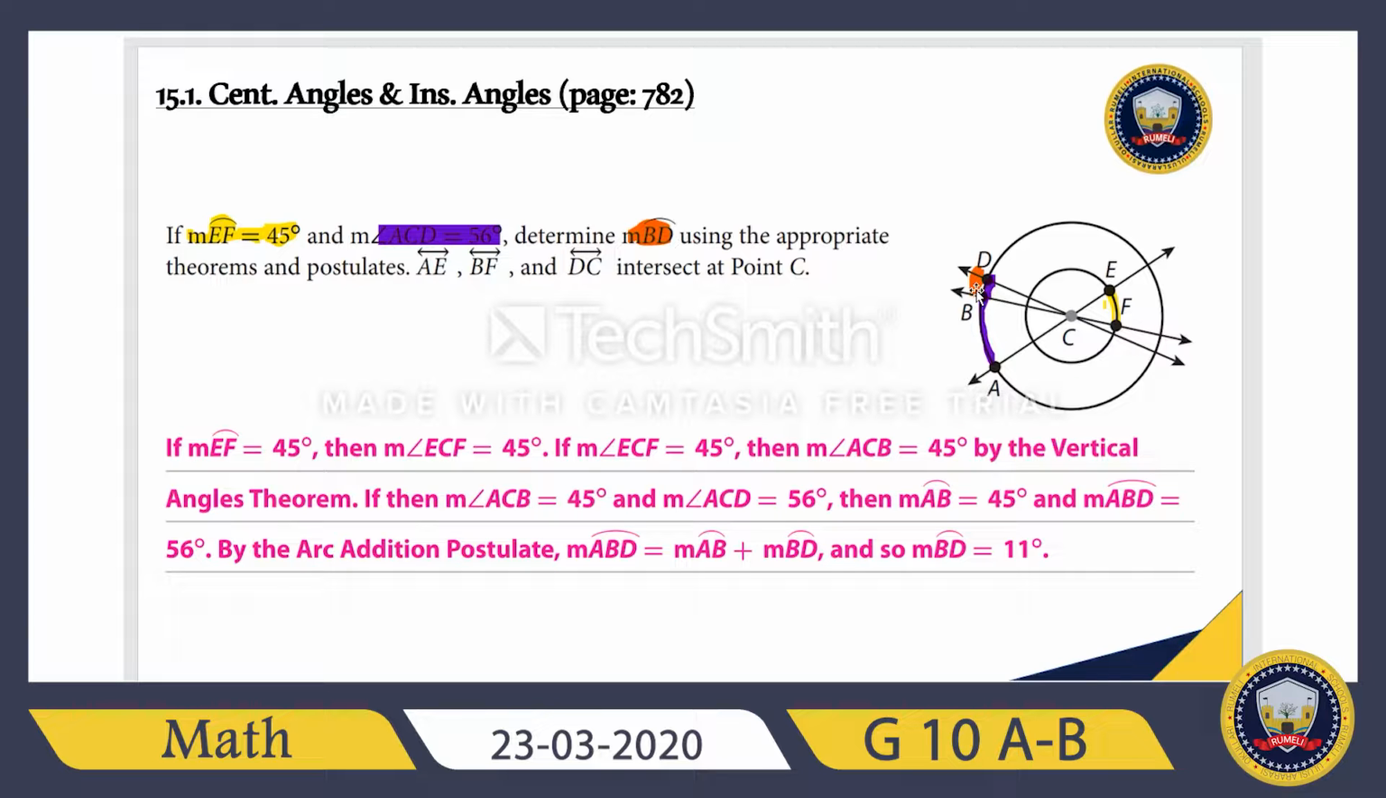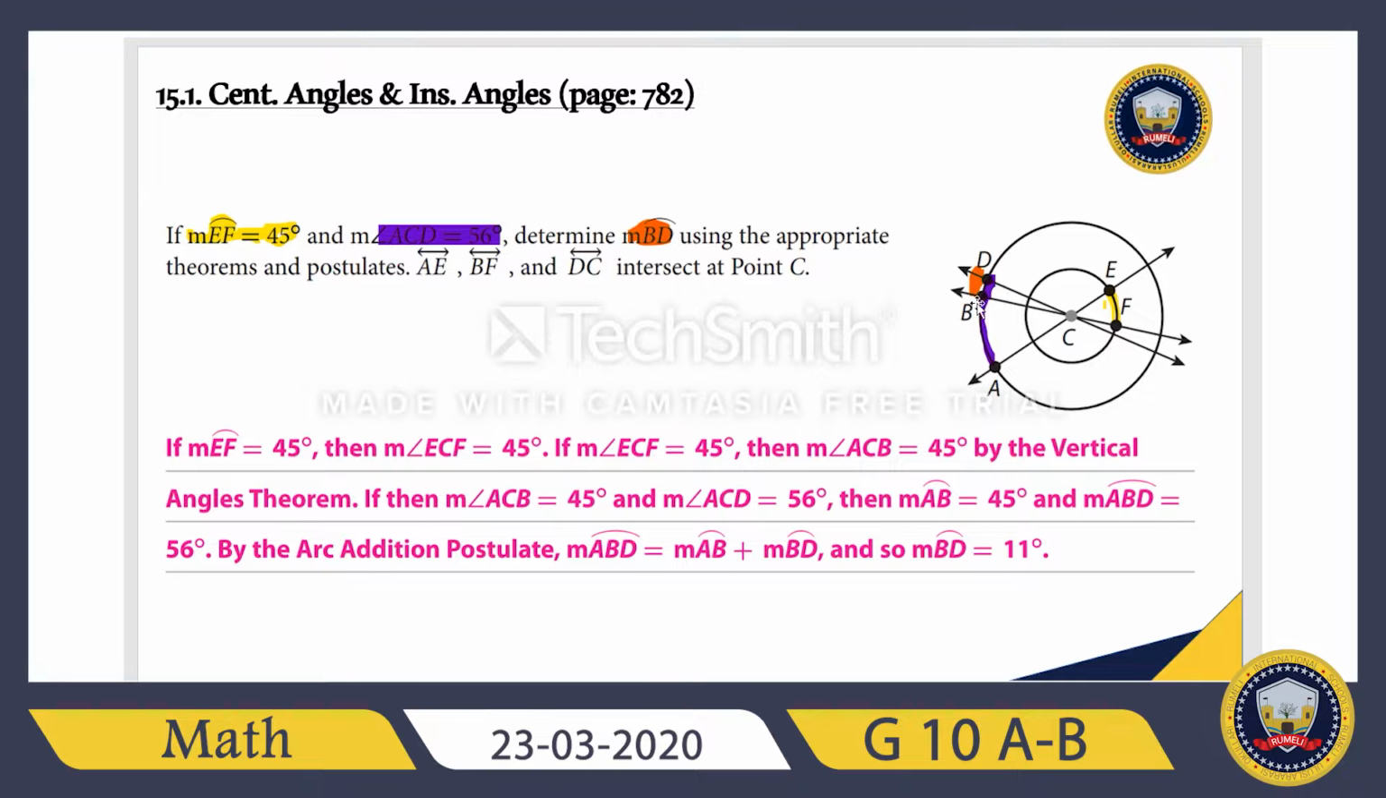How can I find it? Use the arc addition postulate. So EF is 45 degrees, then the angle ECF is 45 degrees as well. Now, look at these two lines. They are crossing through the center, so ACB should be 45 as well, right? The angle ACB is vertical with this angle, so it should be 45.